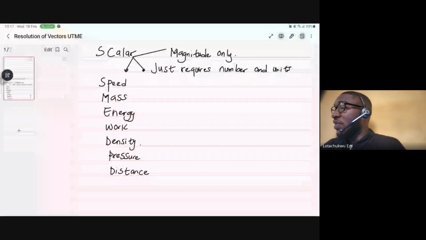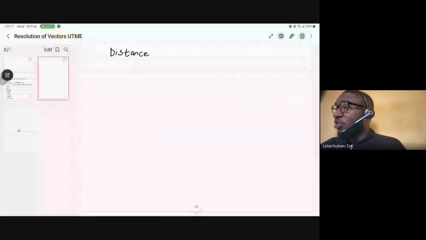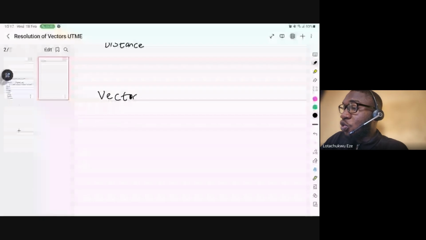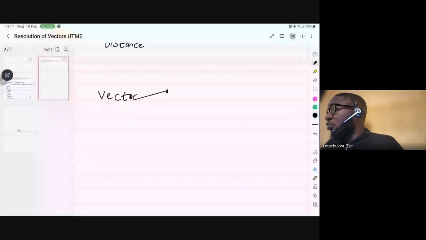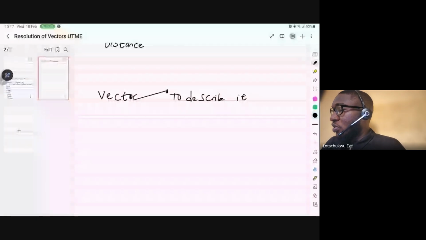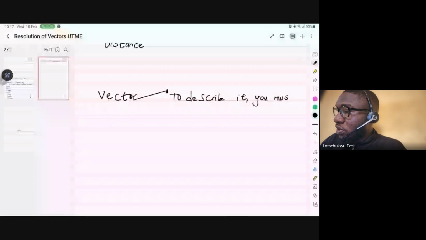Now let's quickly look at our vector quantities and we'll move off to the major deal of what we have today. So for vectors, what are those key things I need to describe my vector? To fully describe a vector quantity, I have to speak about the magnitude and I have to speak about the direction. To describe a vector quantity, you must state the size and the direction. You must state size and direction.